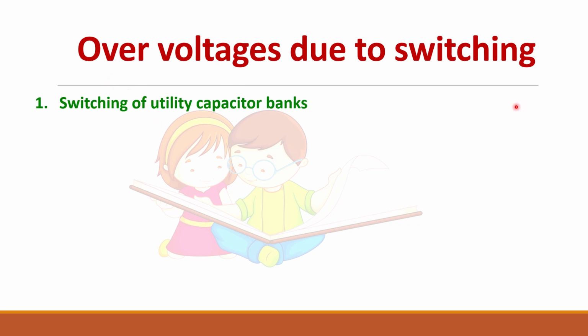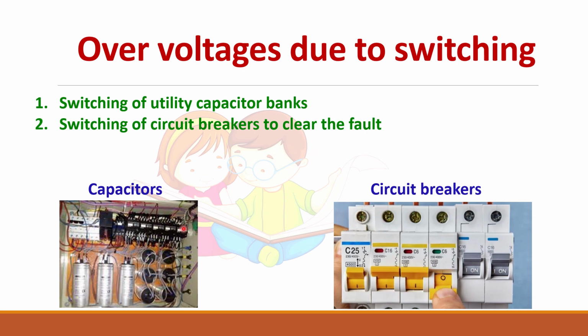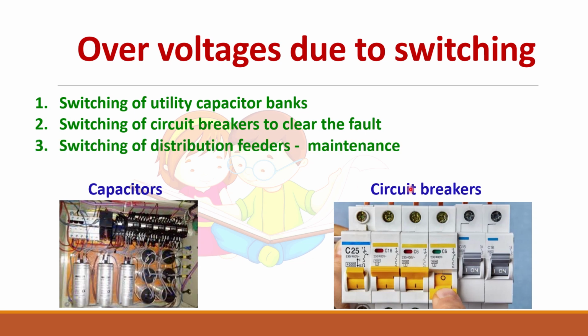So over voltage due to switching operation, because of capacitors, plays a major role in causing the power quality problem, because we use a lot of capacitors everywhere, and normally we use them for reactive power support or power factor correction, for everything we use a lot of capacitors. So due to the switching of these capacitors, a lot of transients will be created. Then switching of circuit breakers, then switching of distribution feeders, all these can cause over voltage.